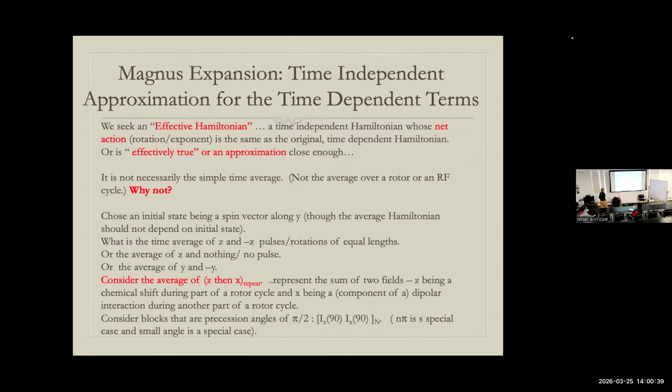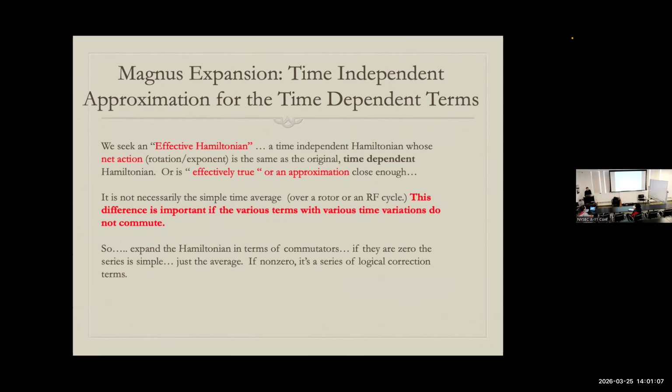So what would you say in general? You can average them when they all commute. But if you have two terms that do not commute, and they may be varying during the rotor cycle, sequenced in different ways, it's called the Dyson time ordering operator. You sequence them in various ways and they don't commute. Good luck. That's not an averaging problem. Okay, so in that case, it's not necessarily the time average. This difference is important if various terms with various time variations do not commute.